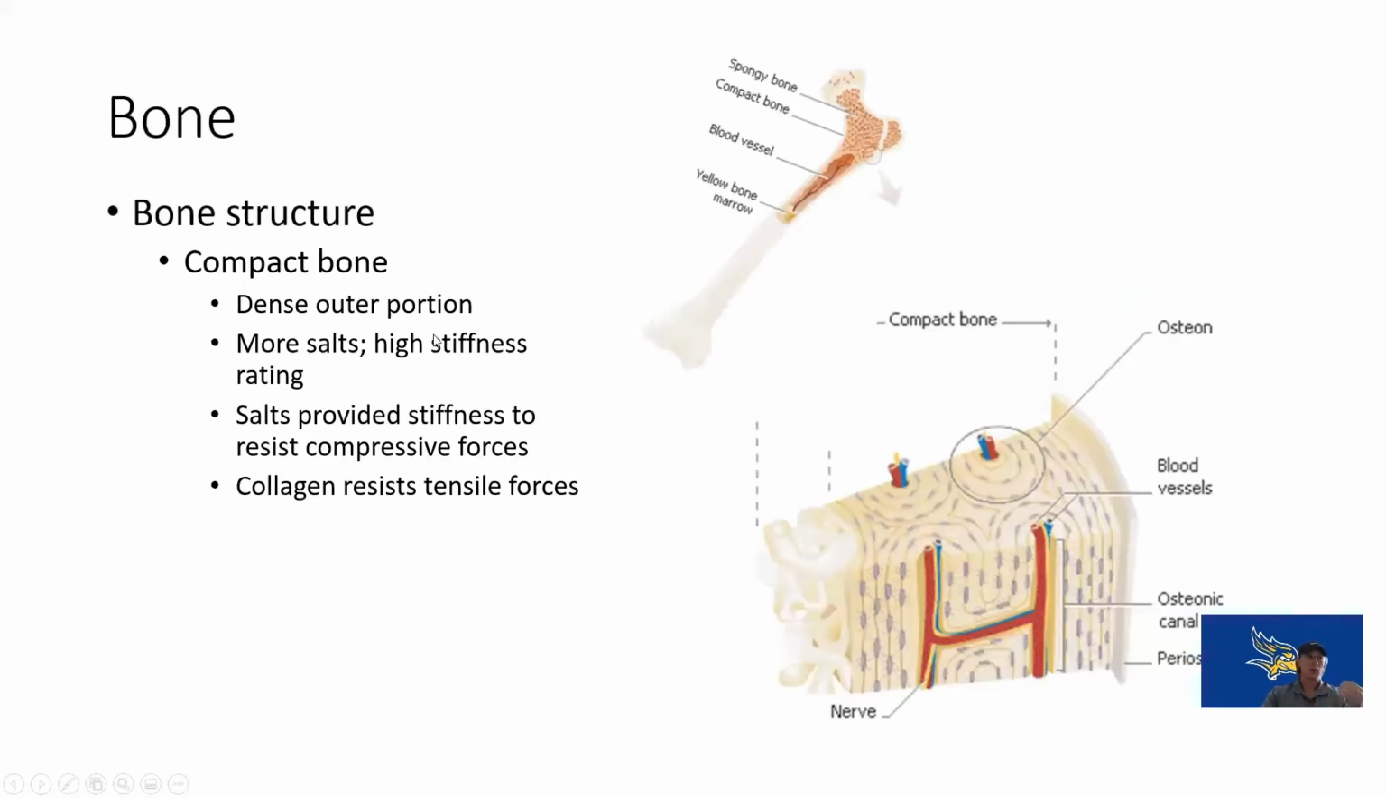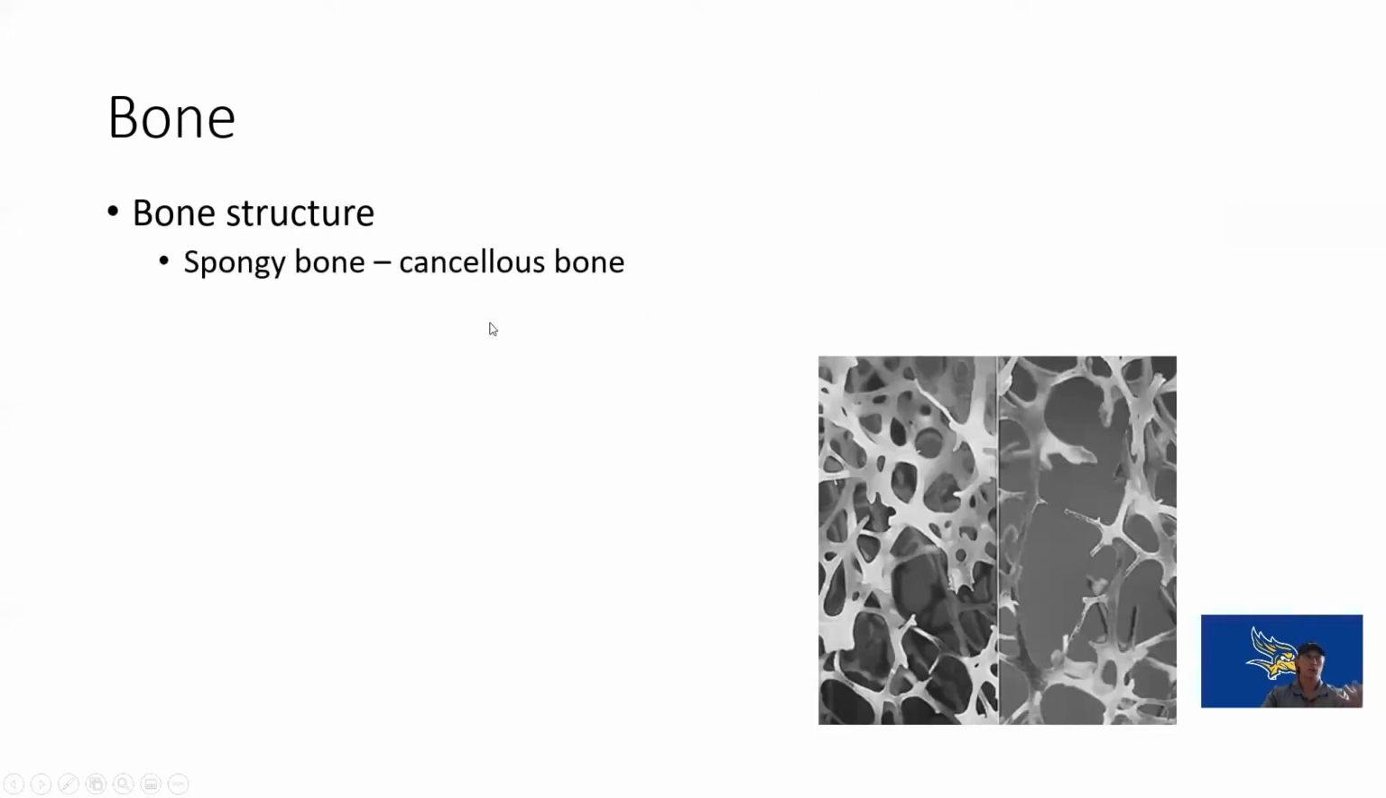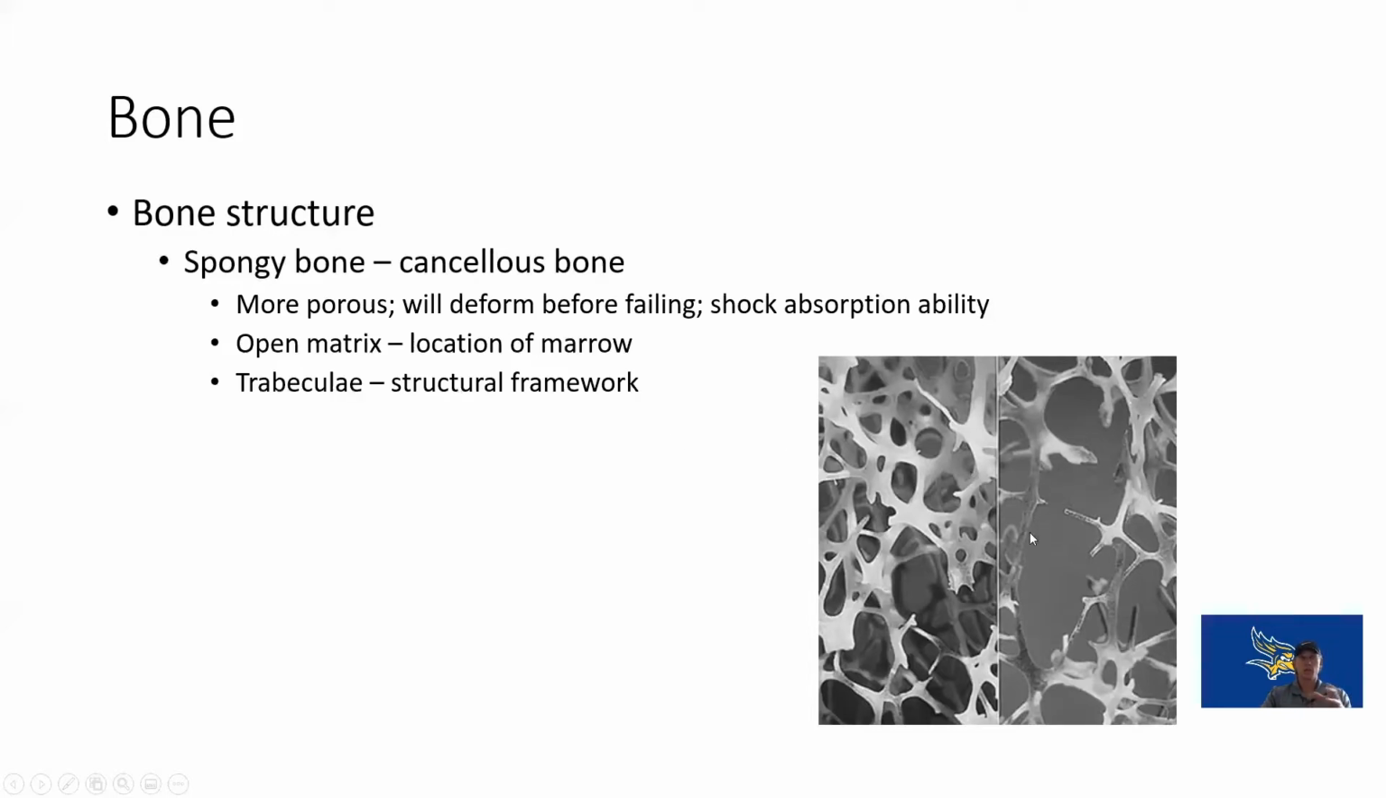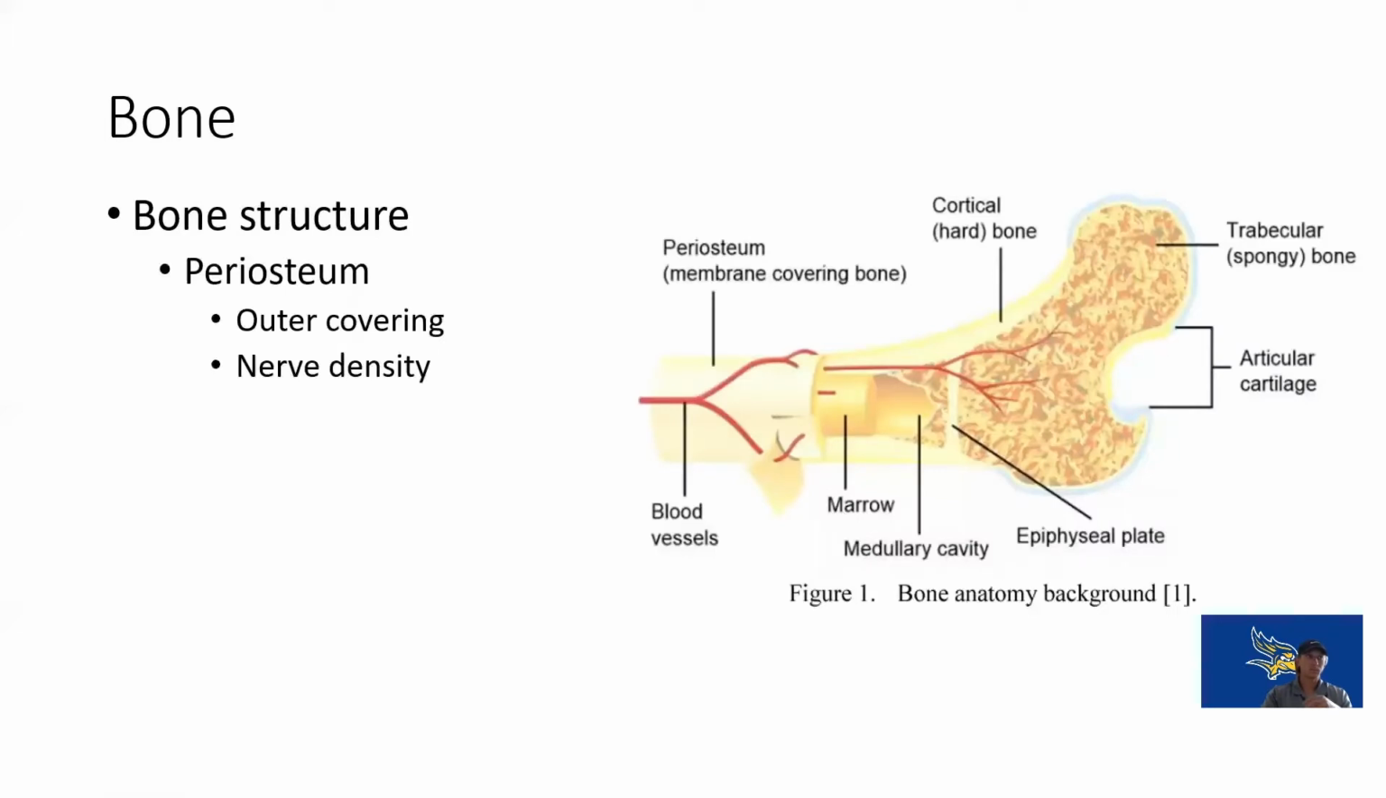Remember, we have compact bone. This is the dense outer portion, that strong bone that's resistant to those forces. We have the spongy bone, which is porous. This is our shock absorption points of the bone, where the trabeculae are available. So this is kind of a spongy-ish look that gives us some strong structure and resistance to those compressive forces.